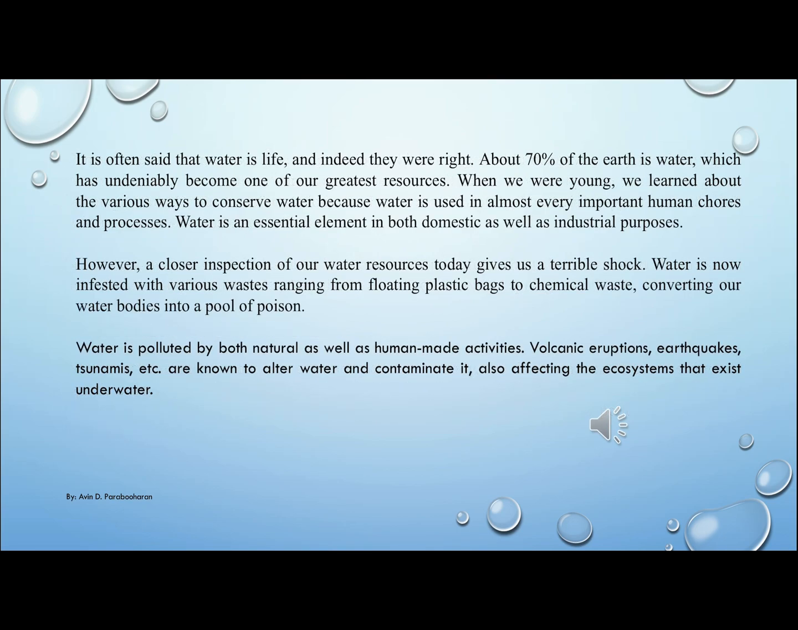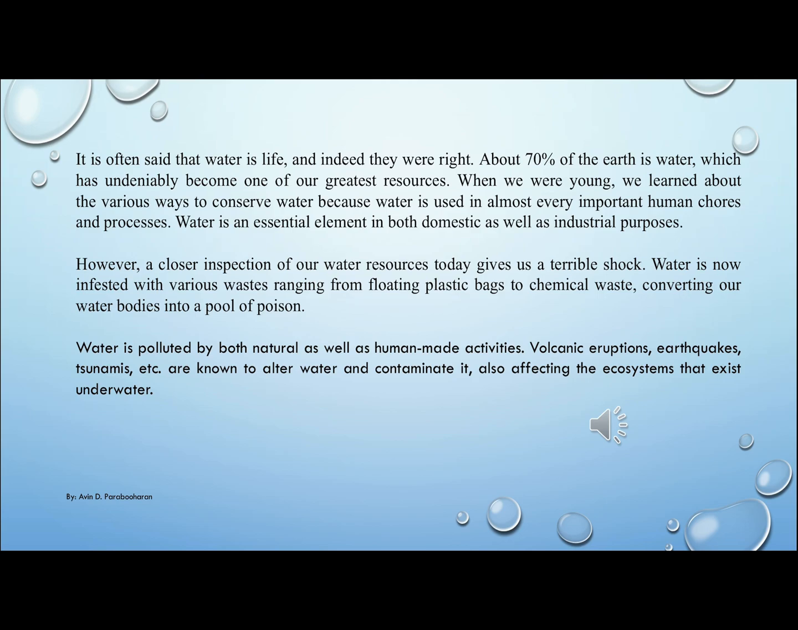It is often said that water is life, and indeed they were right. About 70% of the Earth's water, which has undeniably become one of the greatest resources. When we were young, we learned about the various ways to conserve water because it is used in almost every important human chore and process. Water is an essential element in both domestic as well as industrial purposes.